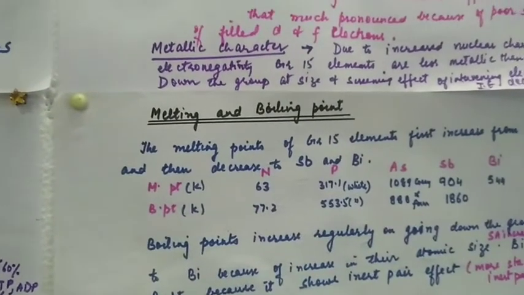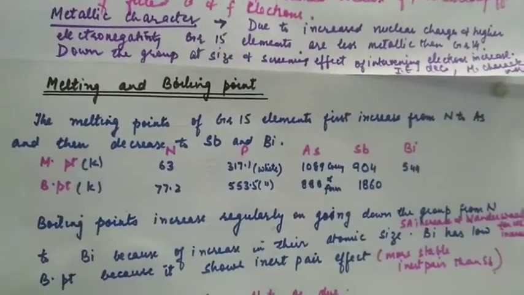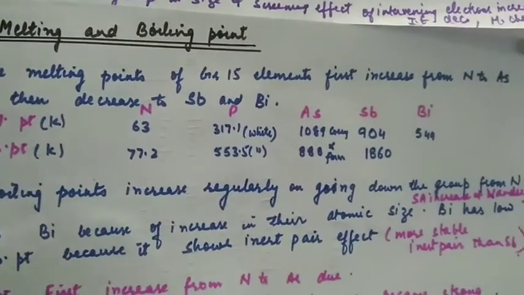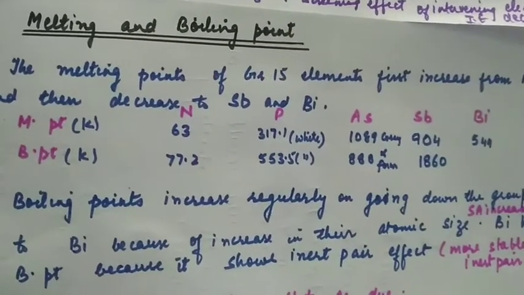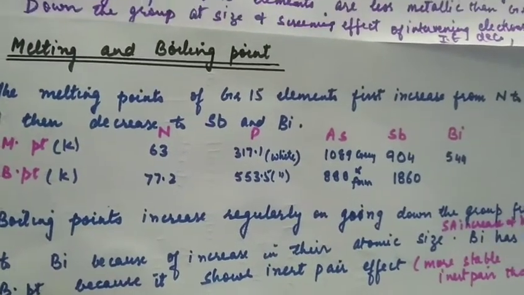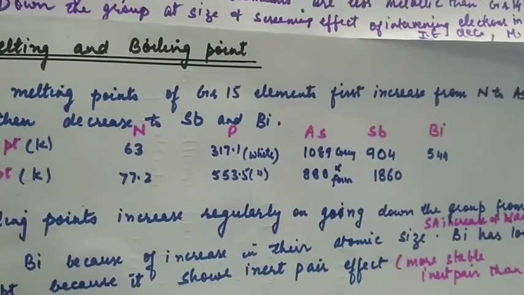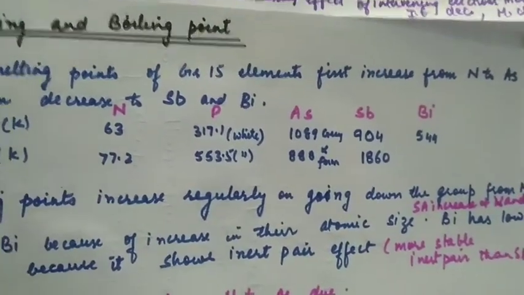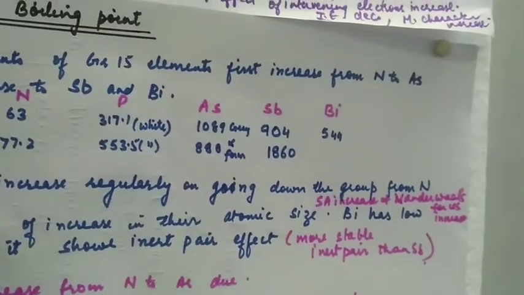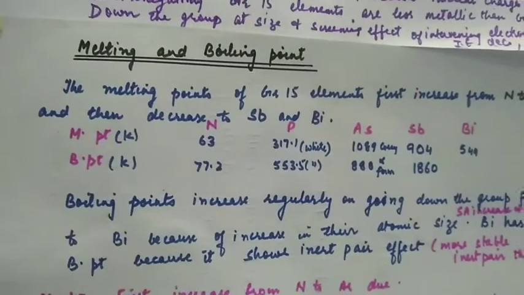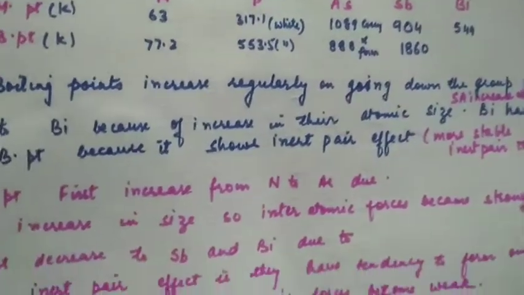Melting and boiling points. The melting points of group 15 elements first increase from nitrogen to arsenic. Melting point of nitrogen is 63 Kelvin, white phosphorus 317.1, arsenic 1089 Kelvin. But the melting point decreases for antimony and bismuth: 904 and 549. Boiling points increase regularly going down the group.